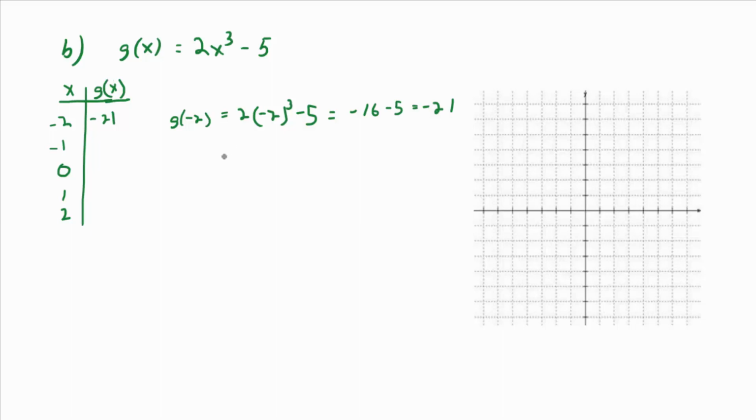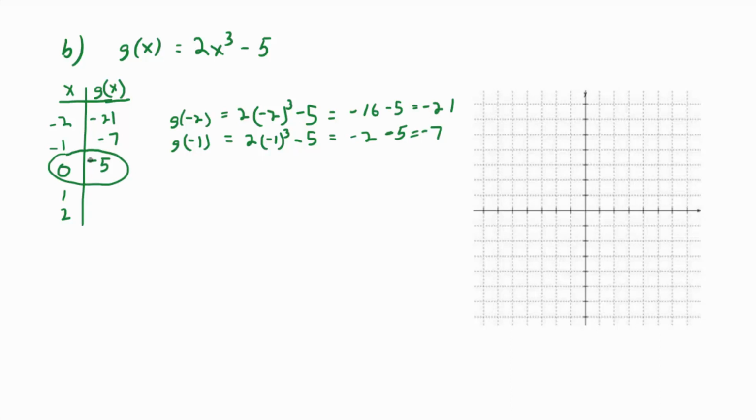What happens if we plug in a -1? G of -1? 2 times -1 cubed minus 5. What does that turn out to be? That'll be a -2, minus 5. -7. I can plot that point. -1, -7. What about 0? That's easy. What do you get when you plug in 0? What is this point, 0, -5?